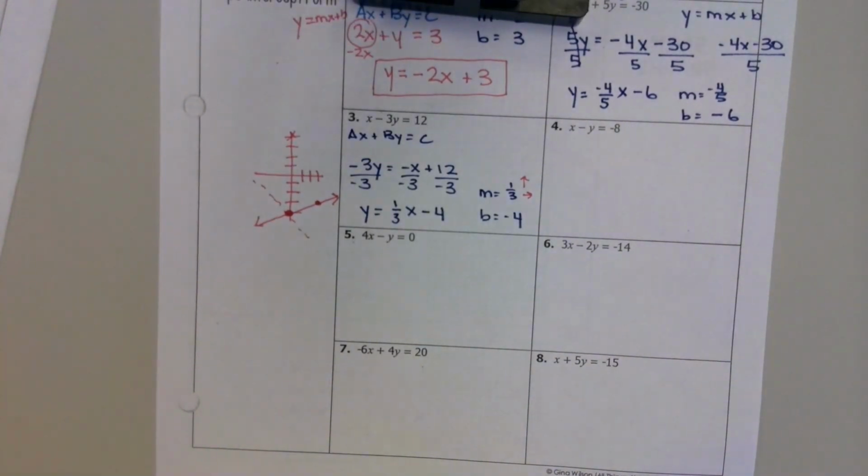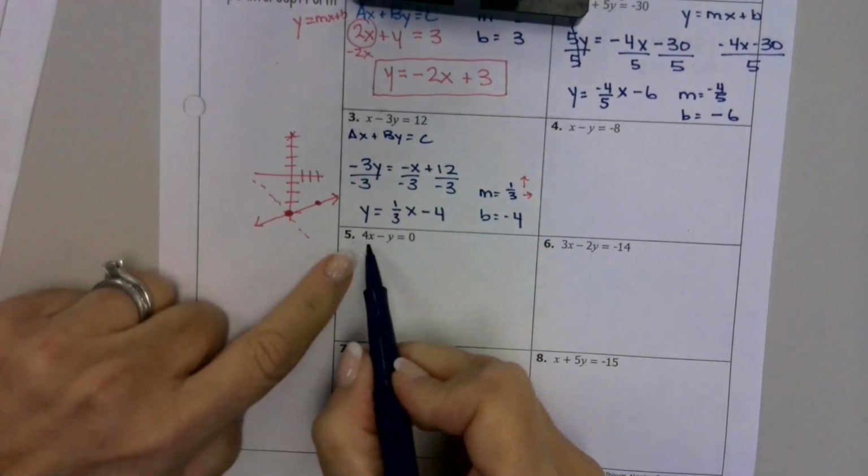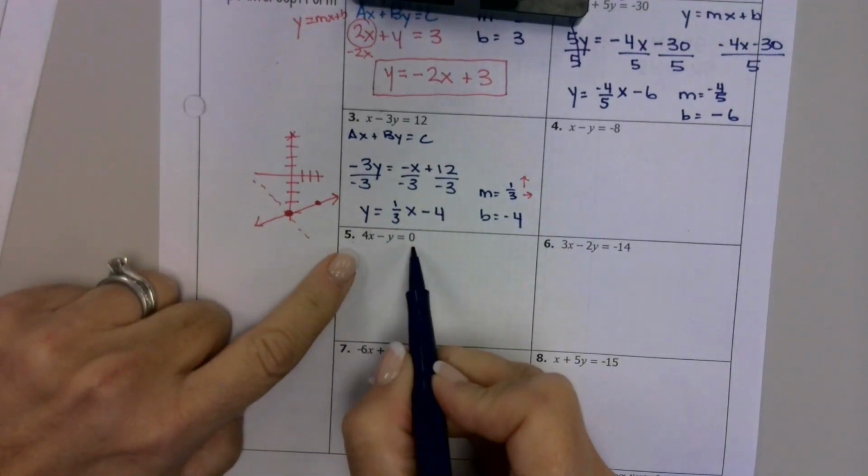Okay, so with number 5, I have ax + by = c. It doesn't matter that my c is a 0. If I have an equation, I have to have something over here. If there's nothing there, it has to be a 0.